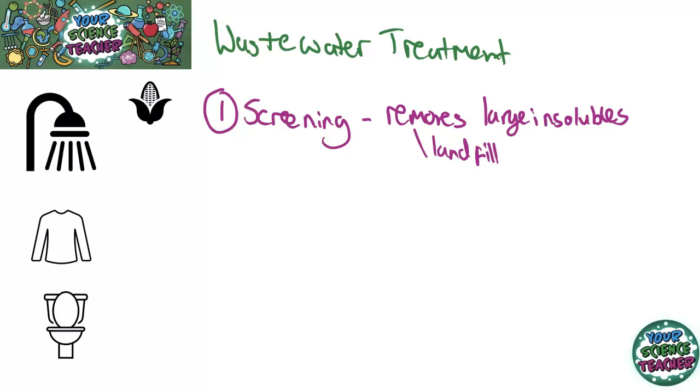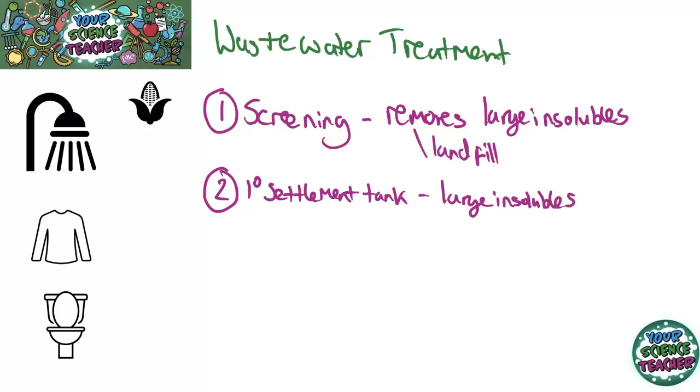So after the water has been screened, it gets sent to what is called a primary settlement tank. Now, what happens in the primary settlement tank is the water is slowed down. And the large insolubles sink to the bottom, things like poo, it goes to the bottom of the primary settlement tank and it gets taken away. Now, we actually use some of this, we turn it into fertilizer, so it's a useful byproduct of this process, is that in here we collect it and we use it for fertilizer.